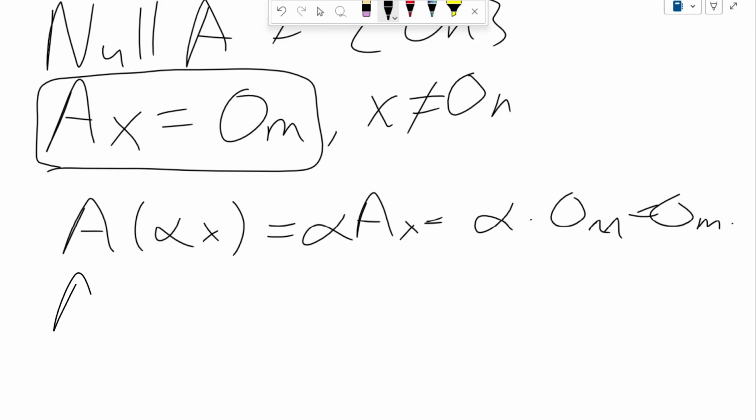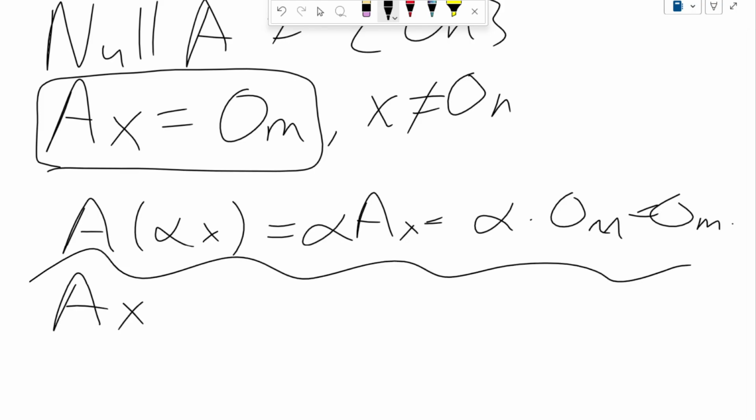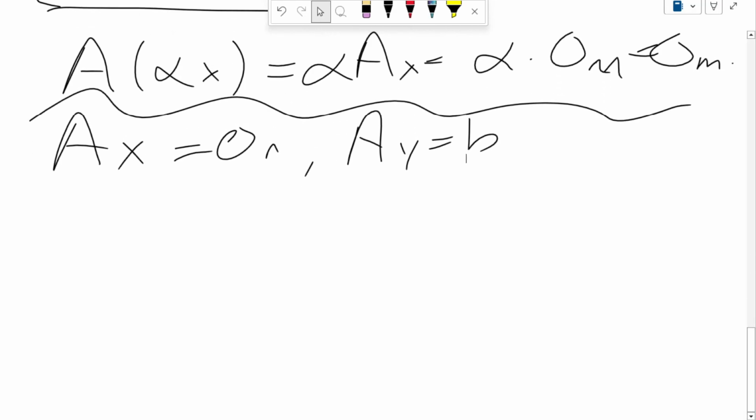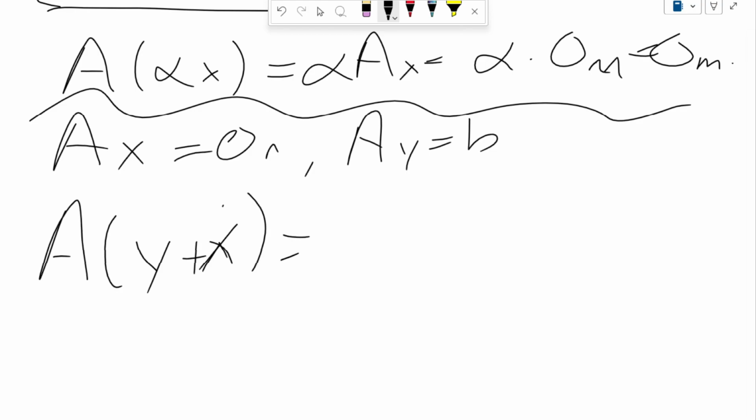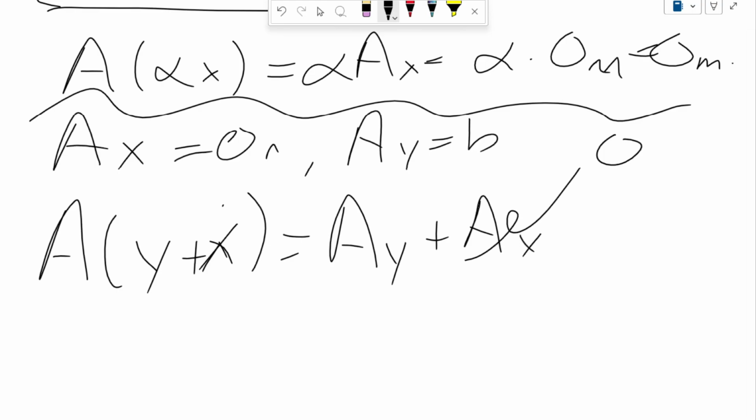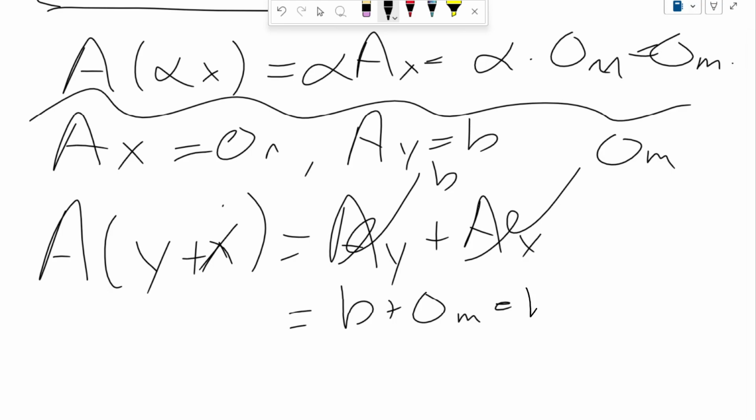So how do you show this? Well, we've already assumed that Ax equals 0. Now suppose that Ay equals b. So y is a solution to the system of equations Ay equals b. Well then, A(y plus x) is equal to Ay plus Ax. This is b, and this is 0. So this is b plus 0, which is just b.